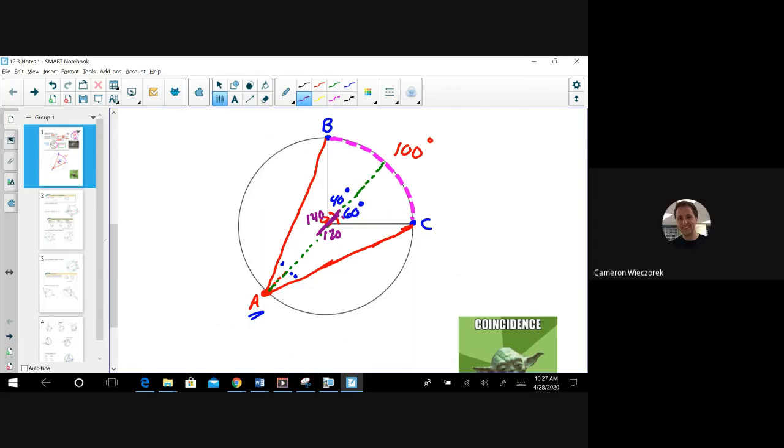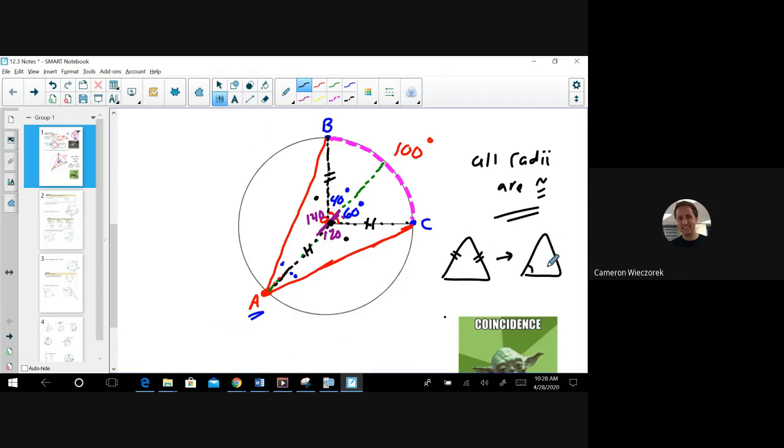Okay, now here's the key. The key is that these two segments right here, and actually this one as well, those are all radii of the circle, which means I know that those three segments are all congruent to each other because all radii are congruent. Well, that means I've got an isosceles triangle here, and I've got an isosceles triangle here. Remember from last semester, if the legs are congruent, that means the base angles have to be congruent as well.